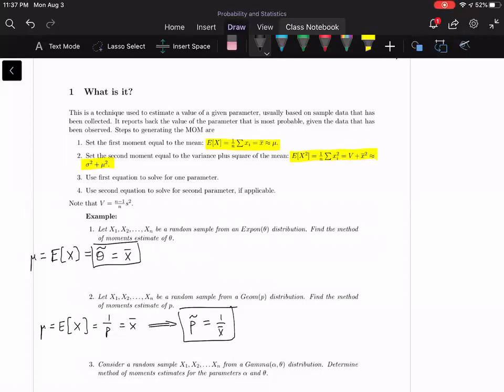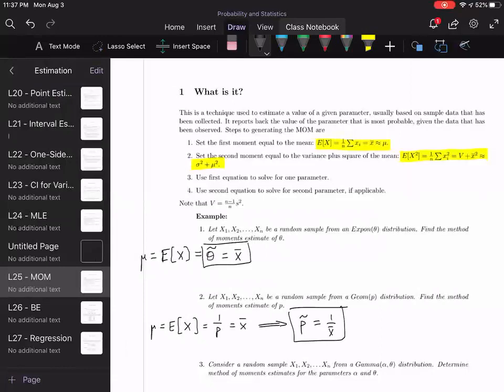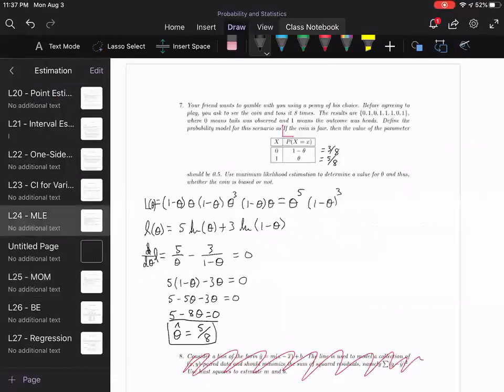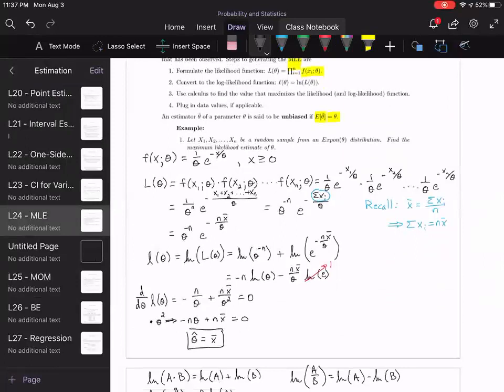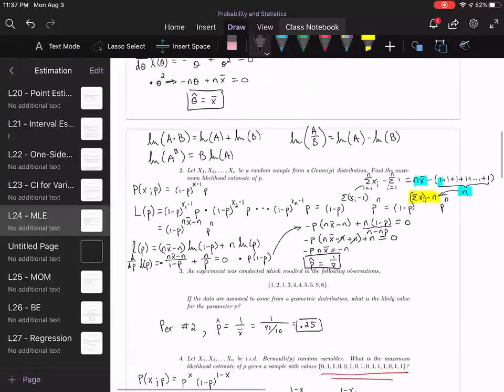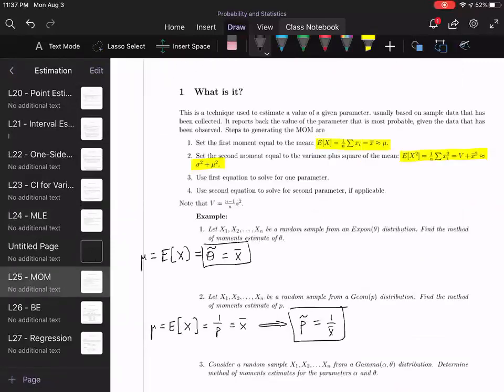Let me just look back to see what our estimators were for MLE. So the exponential one, our MLE estimate was x bar, which we got for a method of moments, so matched there. For geometric, our MLE estimate was 1 over x bar, which is the same that we got with the method of moments. They don't always match, but so far they do.